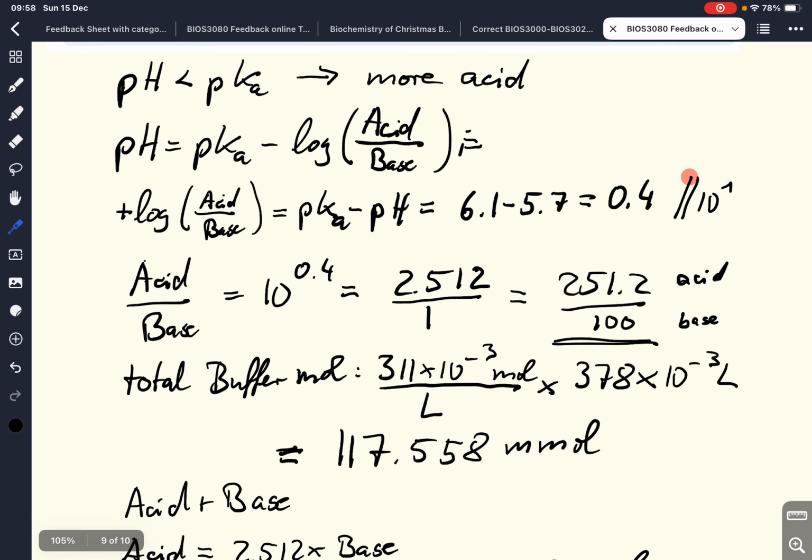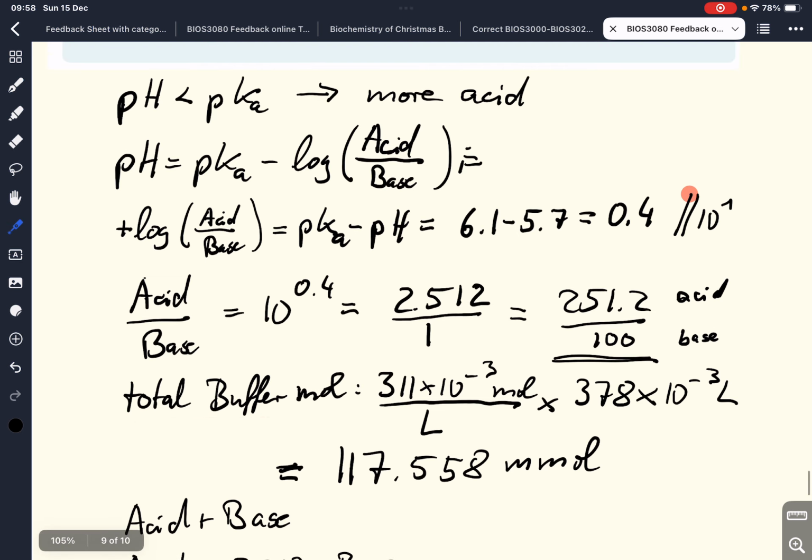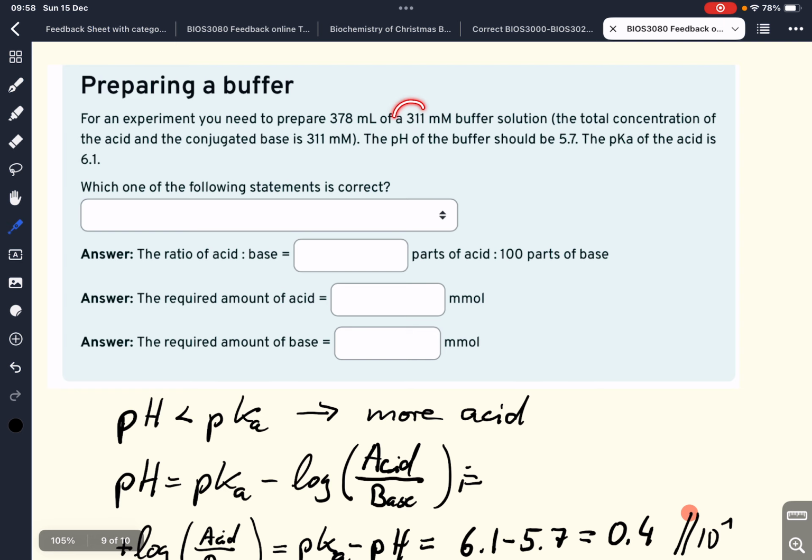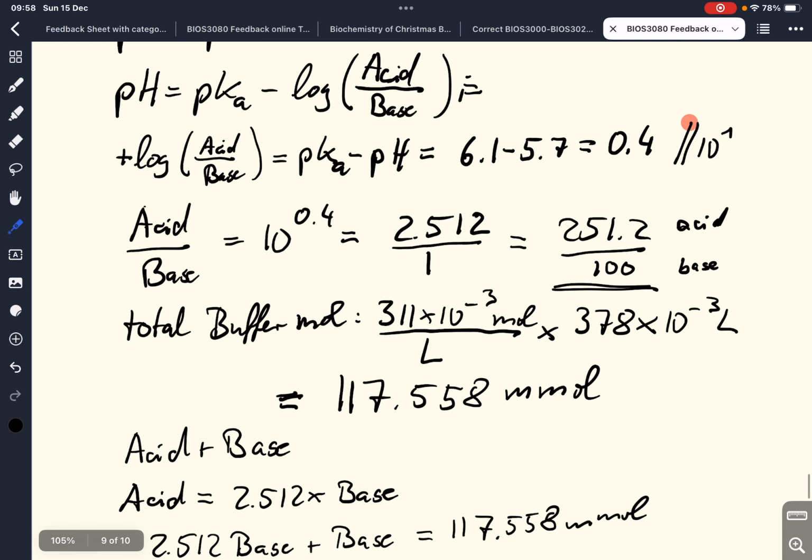Now we need to calculate how many millimoles of acid and base we need, but in order to do that, we calculate the total number of moles in the buffer that we have. We said that we want a 311 millimolar buffer, and we've got a volume of 378 milliliter. So 311 times 10 to the minus 3, that's the mole per liter, that's our concentration.